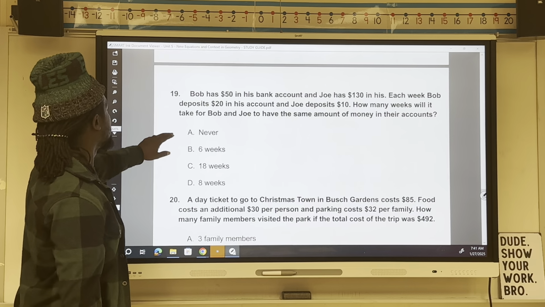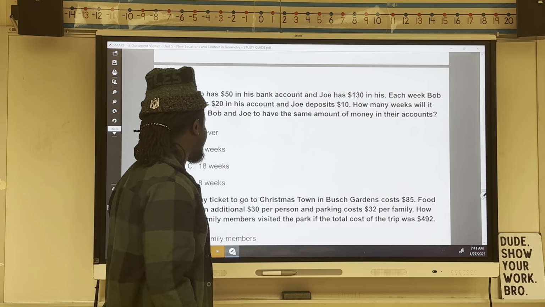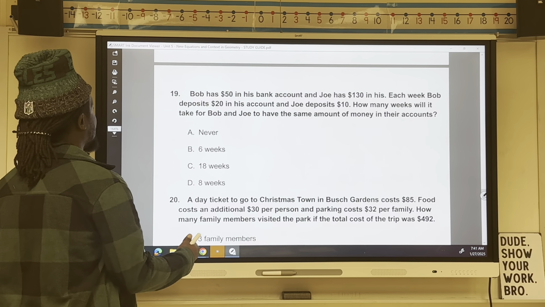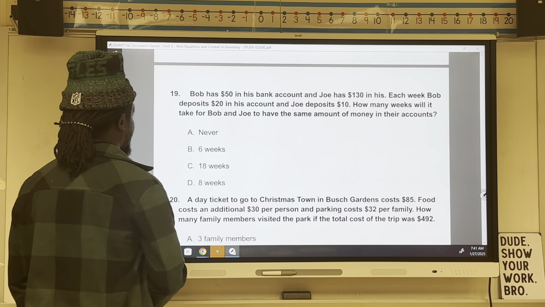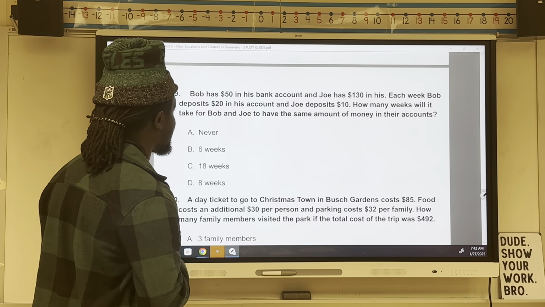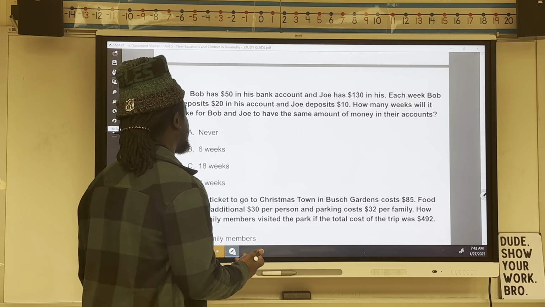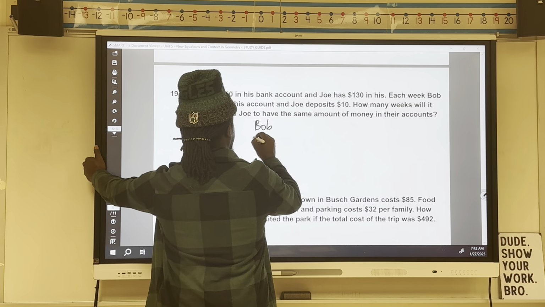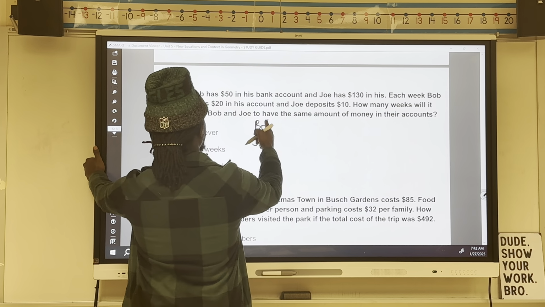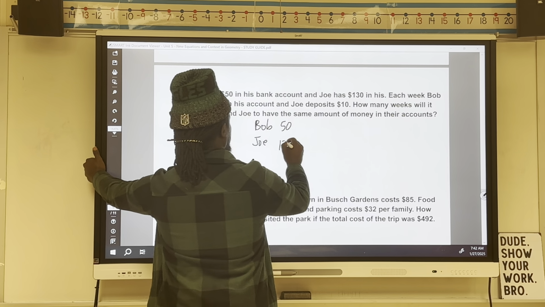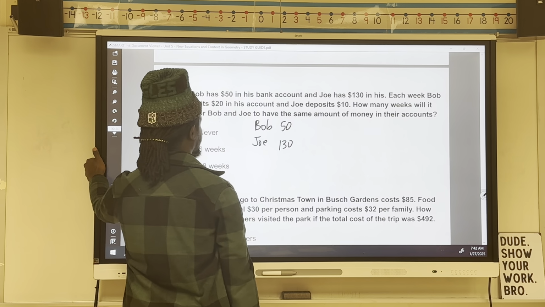All right, moving on. Bob has $50 in his bank account, and Joe has $130 in his. Each week, Bob deposits $20 in his account, and Joe deposits $10 in his. How many weeks will it take for Bob and Joe to have the same amount of money? All right, so we got Bob over here, and we got Joe. All right, so Bob has 50 in his bank account. Joe has 130. That's where they start.